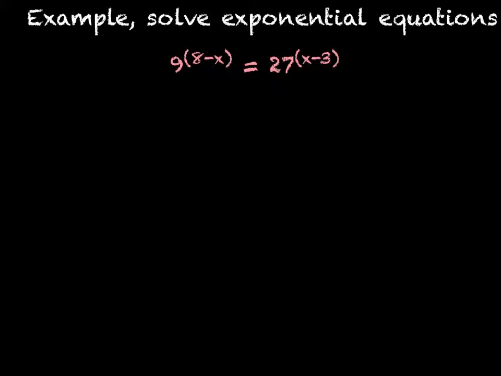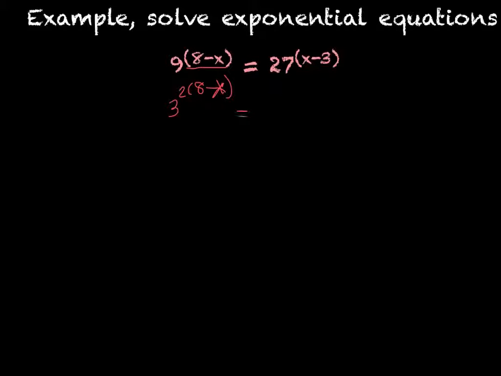In this first example, we just want to solve the exponential equation. We have 9 to the power of 8 minus x equals 27 to the power of x minus 3. So in this one, let's try to change it to a common base. I can change this 9 to a 3 because I know 3 squared is 9. So that would be 3 squared, but we also have that 8 minus x, so that's still in the exponent. So 8 minus x.